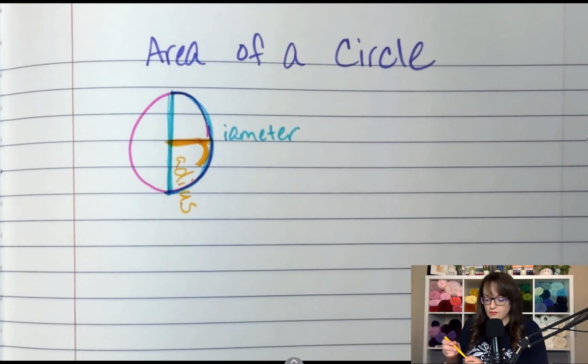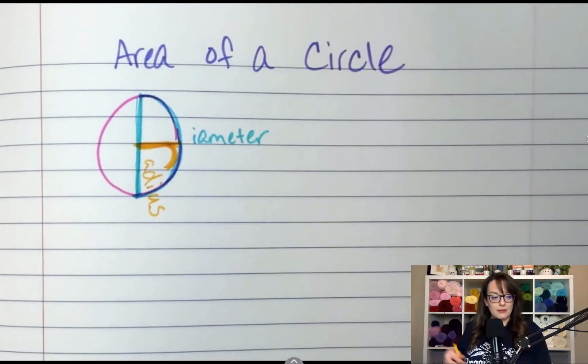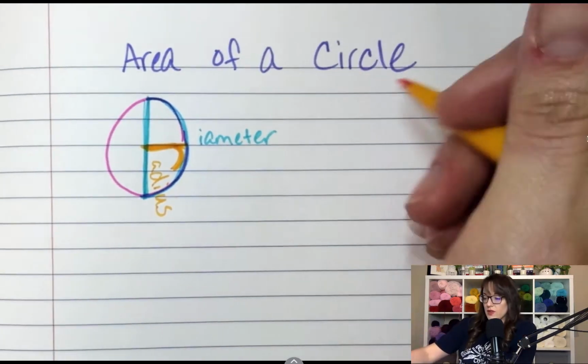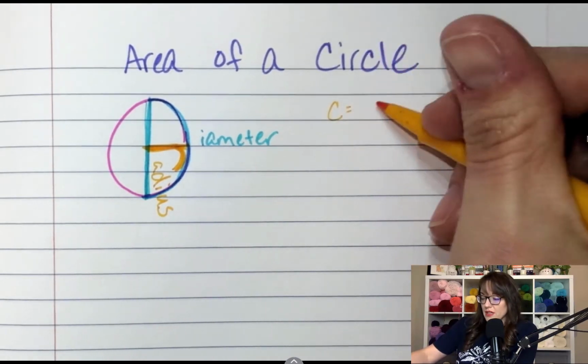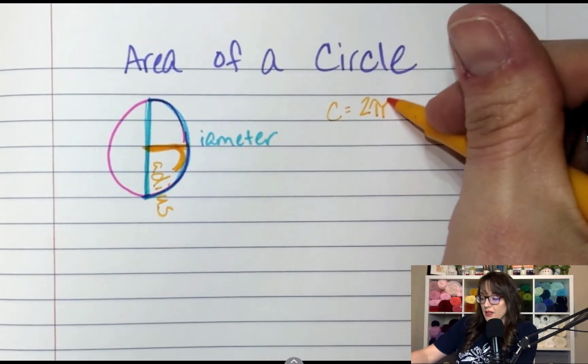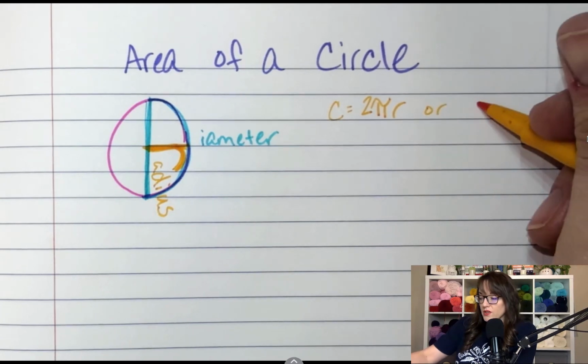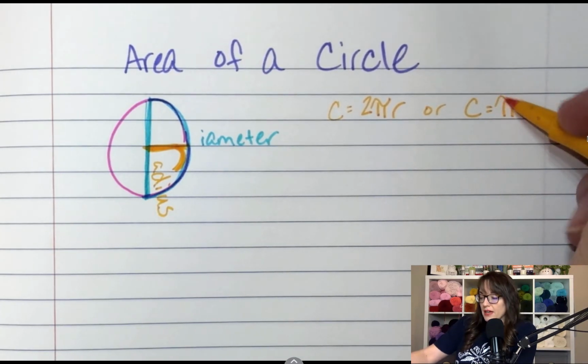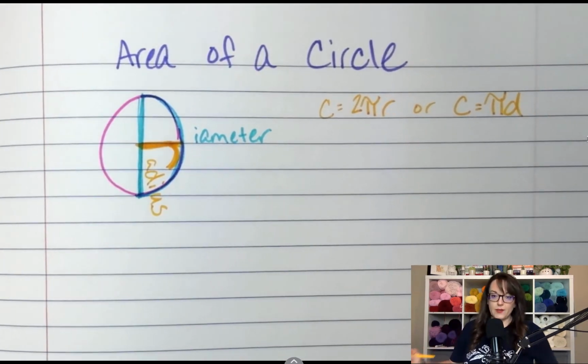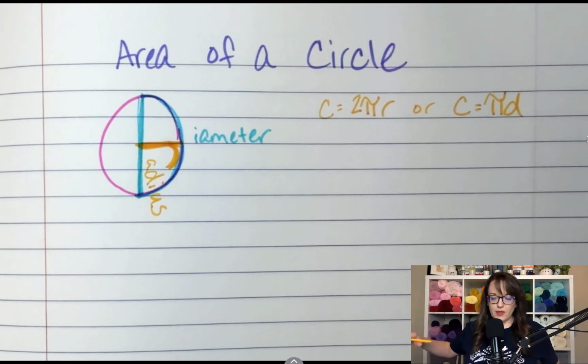Now, we did circumference. Remember, circumference is 2 times pi times r, or pi times d. So circumference is 2 pi r, or circumference is pi times diameter. We are not using those formulas to find area of a circle.